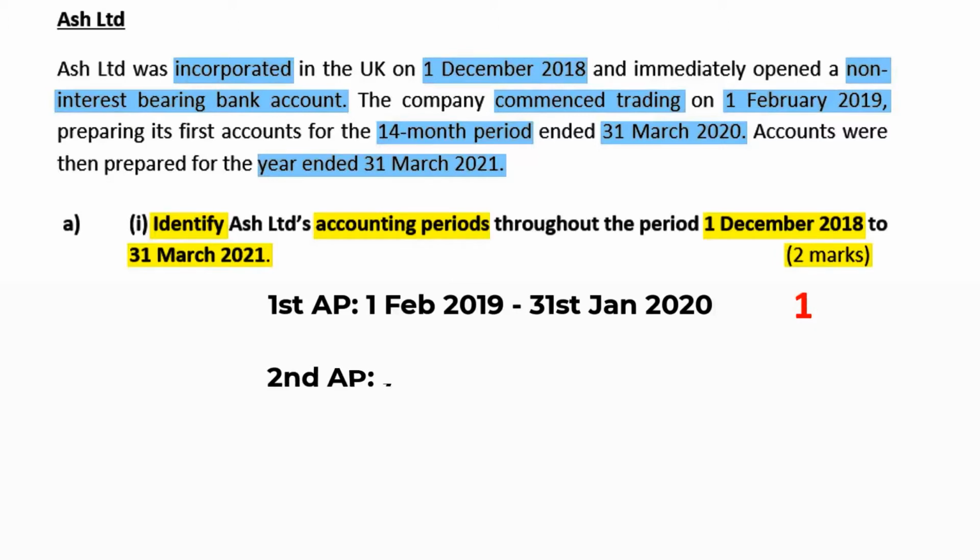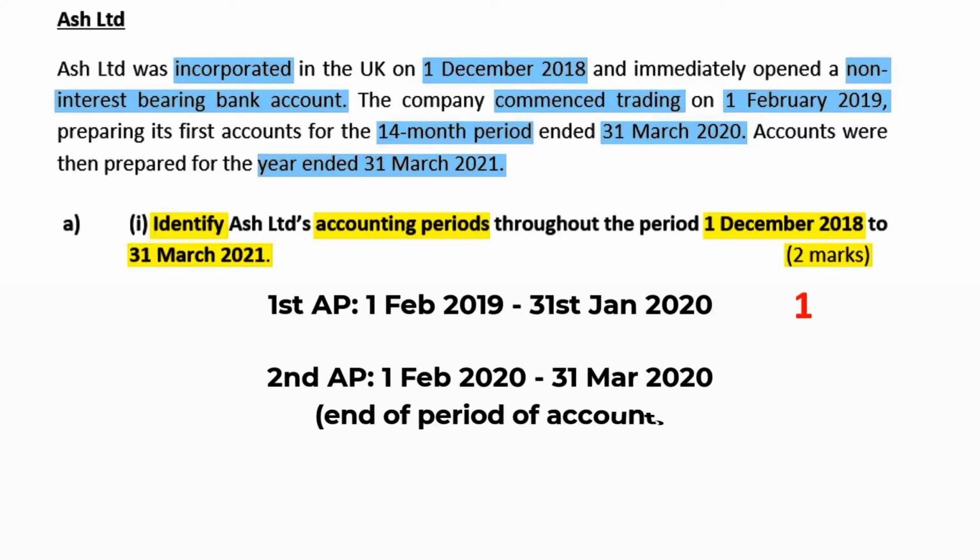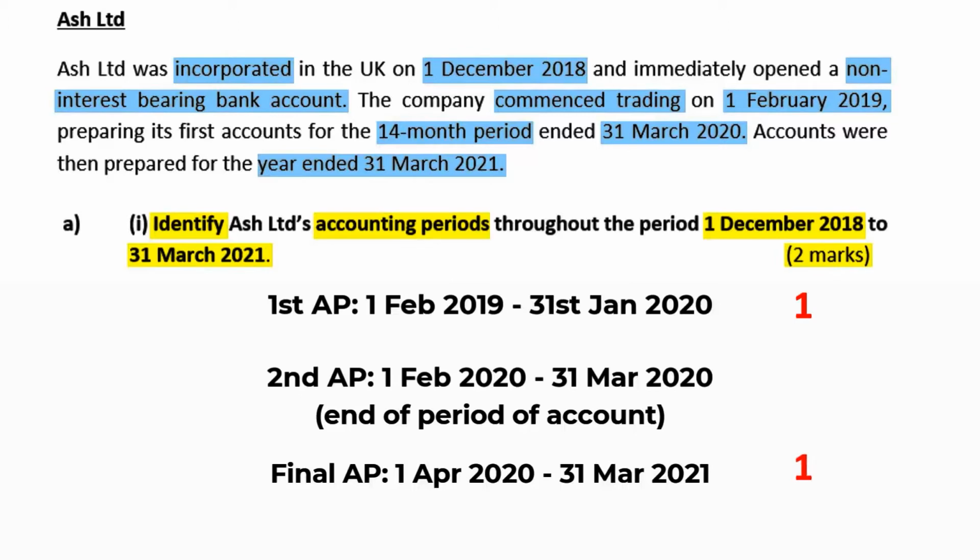The second accounting period would be from 1st of February 2020 up until the end of the period of account, which was 31st March 2020, and the final accounting period up to 31st March 2021 would be from 1st of April 2020 to 31st March 2021. That will give you 2 marks in total.